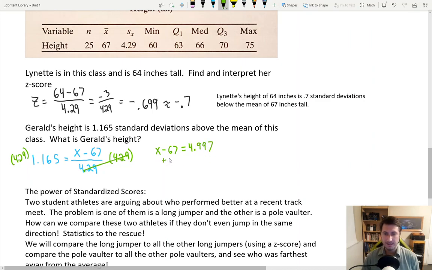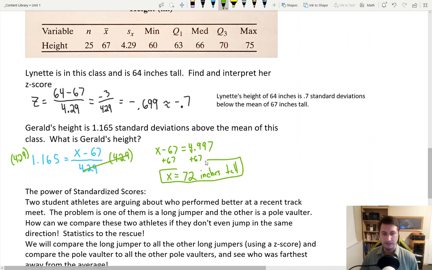And then we're going to add 67 to both sides. Our value is 4.997 plus 67. 67 plus, let's call that 5, is going to be 72. All right, let's just round this up to a 5 and call it good. So he is 72 inches tall.